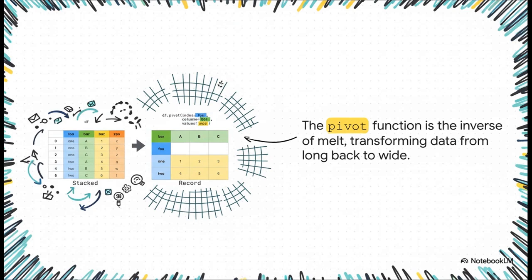And you guessed it, to reverse the process, we use pivot. It takes all those rows from the long format and neatly arranges them back into columns. It uses the unique values from one column to create your new column headers. It's the perfect opposite of melt.